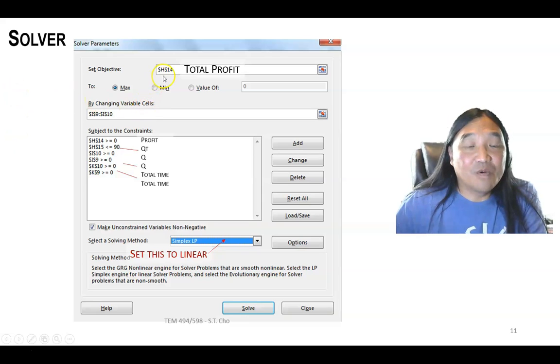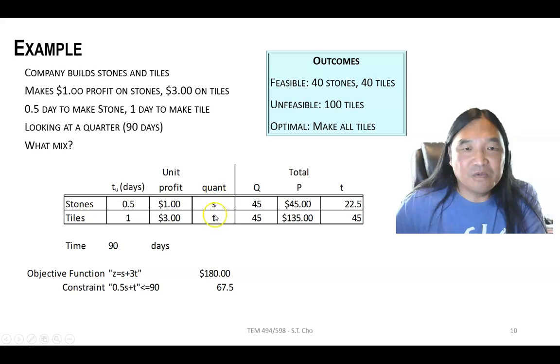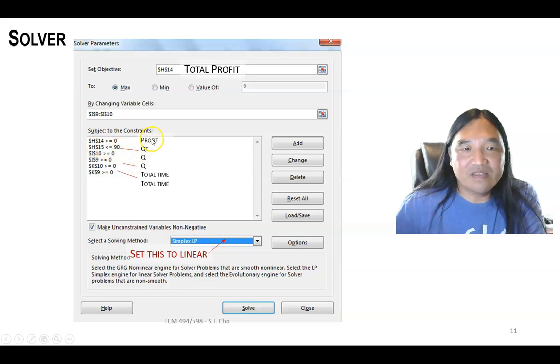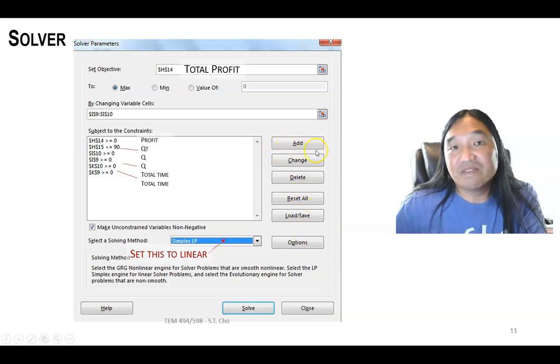How does Solver work? Well, I set my objective function. So on my spreadsheet, it's the cell that gives me profit, and I want to maximize it. What cells do I want to change? It's these two quantities that I want to change. And here's my total profit, and I can express that as a sum. Next is, what are the constraints? Here are all the constraints that we talked about, and here are the non-negativity constraints. So the quantities, the total time it takes, the profit, and everything else. And so these functions are pretty much self-explanatory.